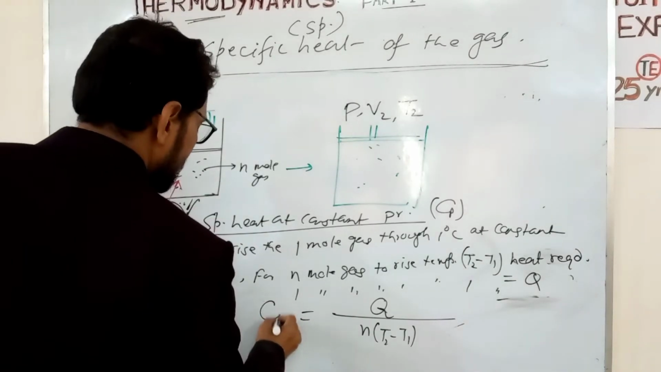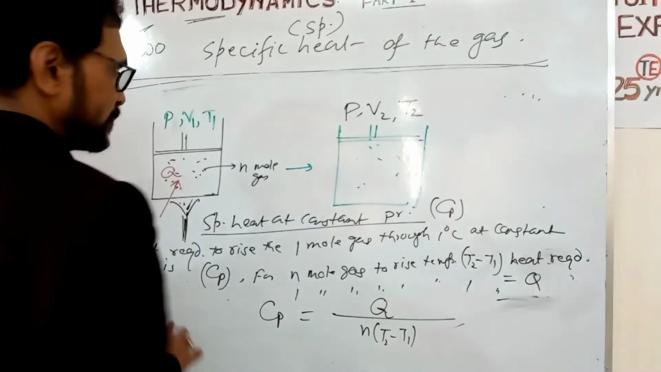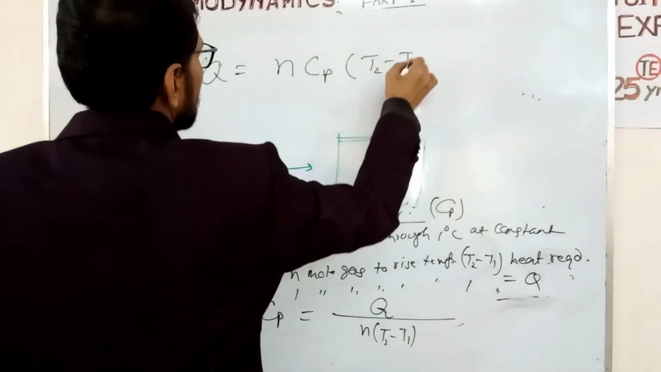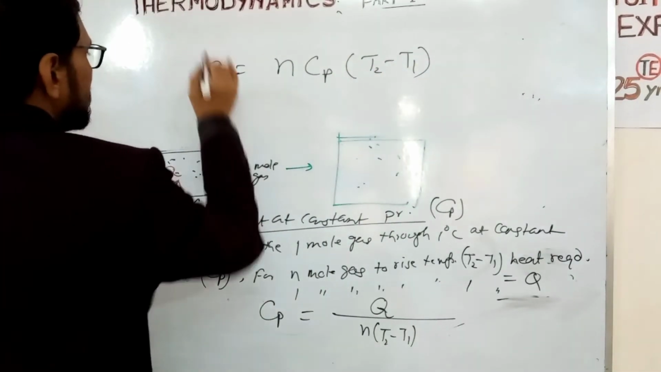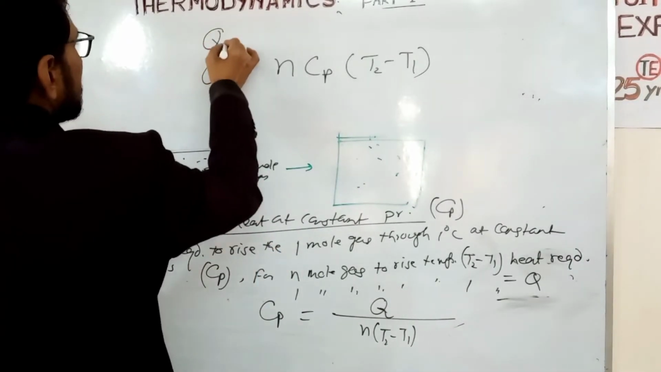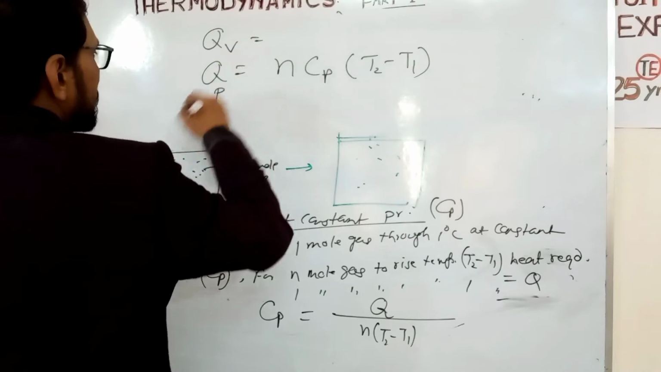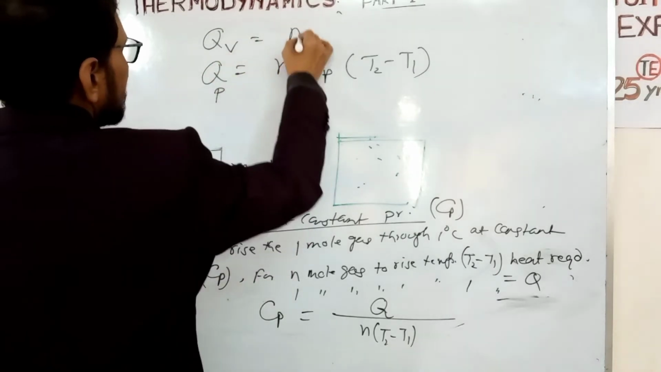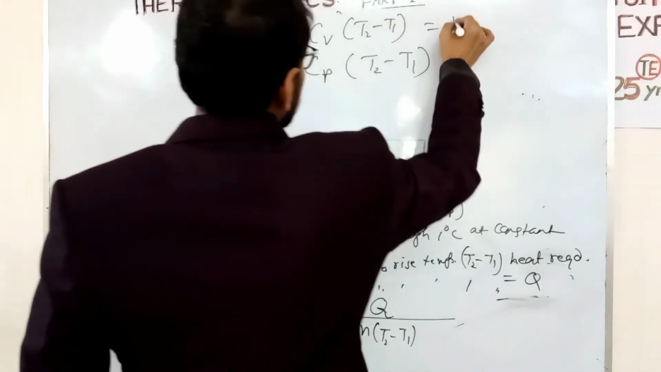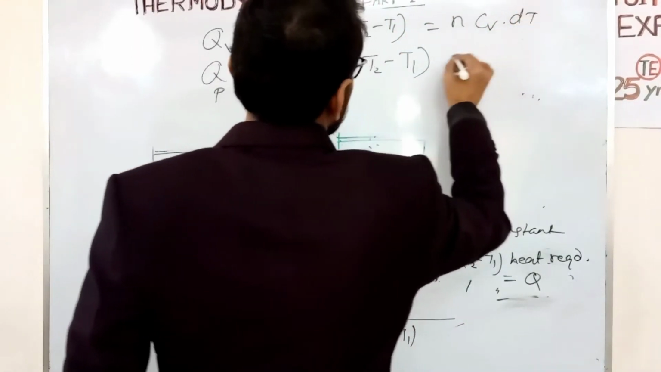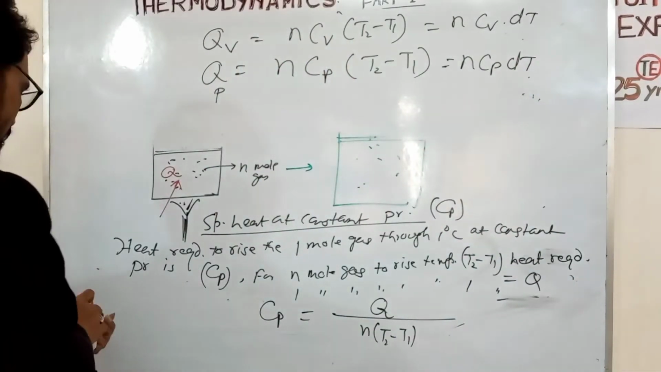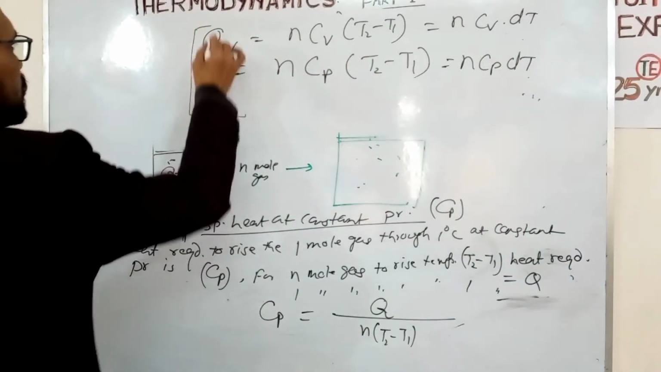So this is called Cp. So Q equal to n Cp (T2 minus T1). Now this is QP, that is heat supplied at constant pressure, and previously we have discussed QV, heat supplied at constant volume, equal to n Cv (T2 minus T1) or n Cv dT.